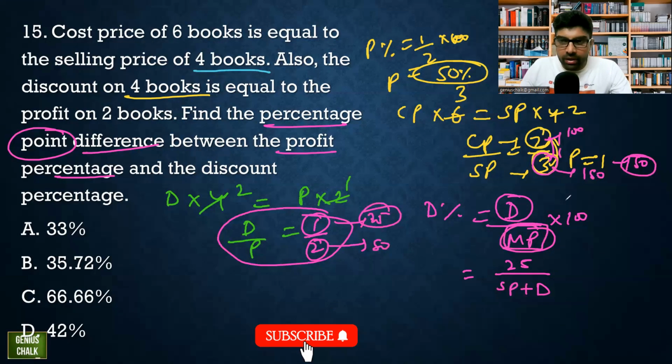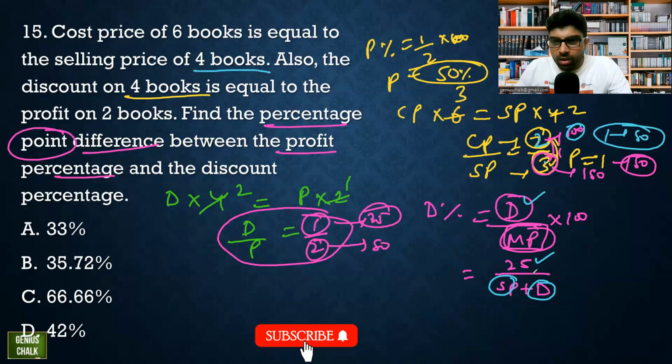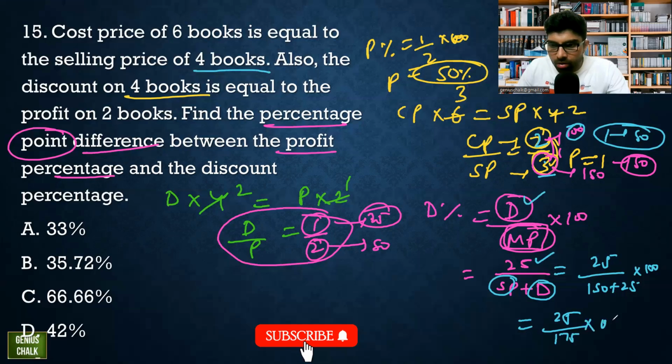Discount percent, I can write like this also: discount by selling price plus discount. So discount is 25, because I am doing like this. 2 value is 100, so 3 value is 150, because 1 value is 50. So it can be written as 25 by selling price plus discount. Selling price was 150, discount was 25. Can you solve it now? So 25 by 175, that is 1 by 7, and 1 by 7 is 14.28%.